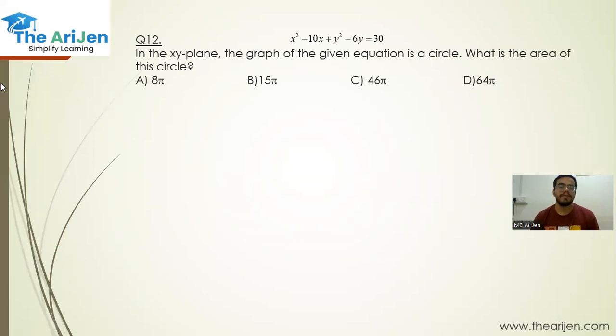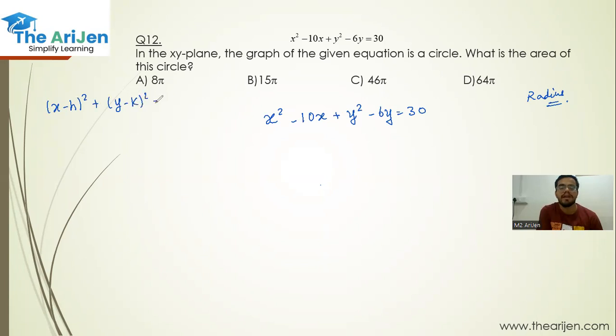Okay, this is also an interesting question from the conic section chapter only. So we have an equation of the circle. What is the area of the circle? To find the area, we need to know what the radius is first, right? So here is our equation: x square minus 10x plus y square minus 6y is equal to 30. So simply, let's break it up in the general form, which is x minus h the whole square plus y minus k the whole square is a square, where a is your radius.